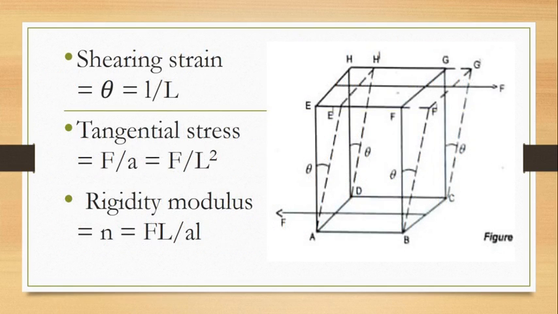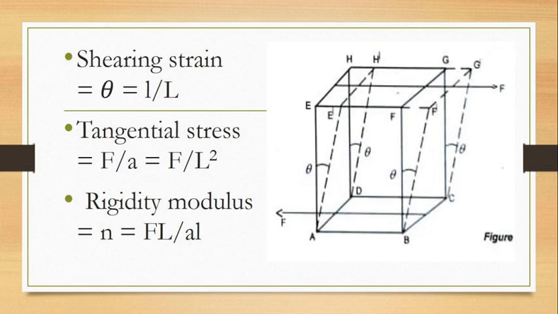So now you can write the shearing strain. We know that the shearing strain is represented by theta, which is equal to change in dimension by original dimension. So small l divided by capital L, because small l is the displacement occurred when the tangential force is applied. So small l by capital L.